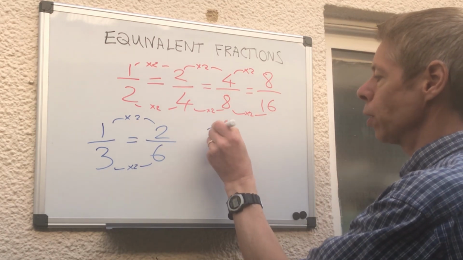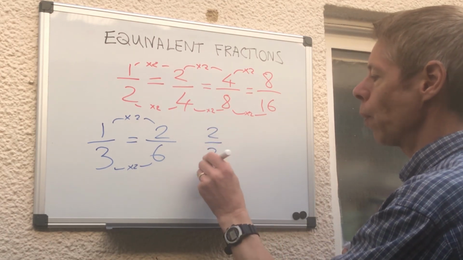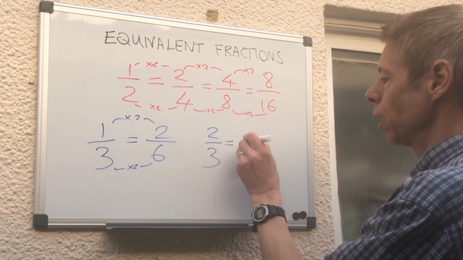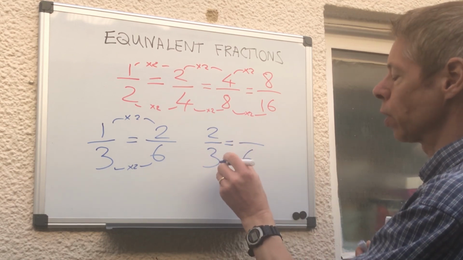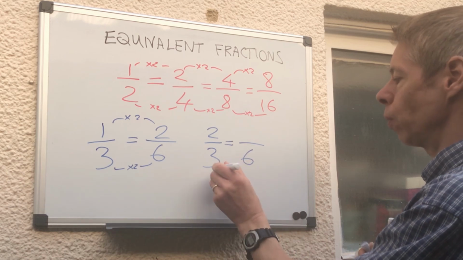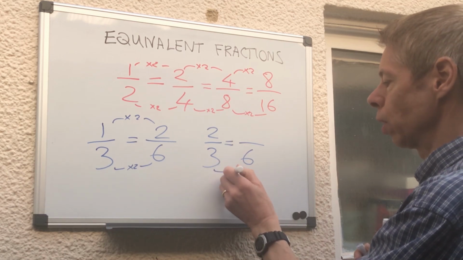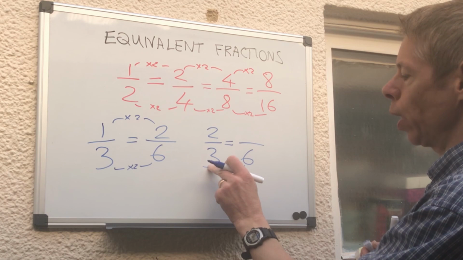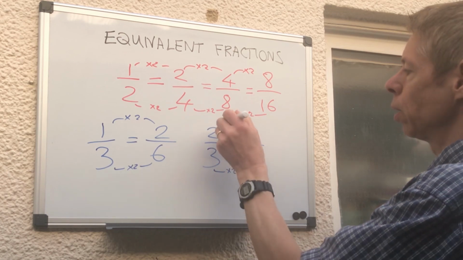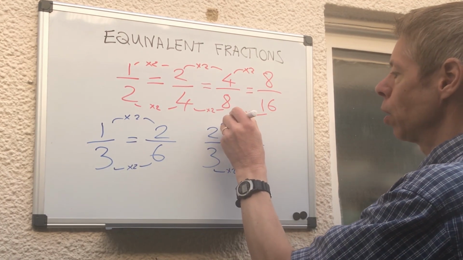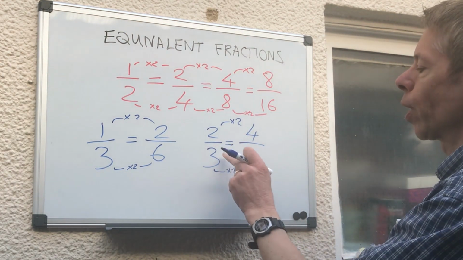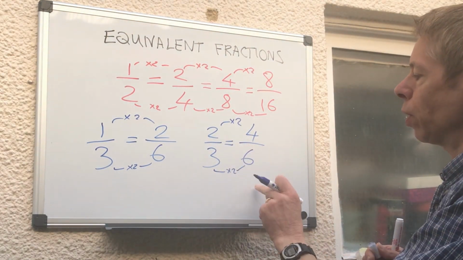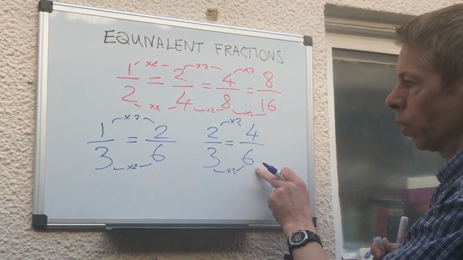Okay, what about if we had 2/3 and we wanted to change that into sixths? Well, 2/3 is equivalent to, well, how many sixths? Let's work it out. 3 times 2 was 6, so we do the same here. 2 times 2 is 4. So 2/3 is equivalent to 4/6.